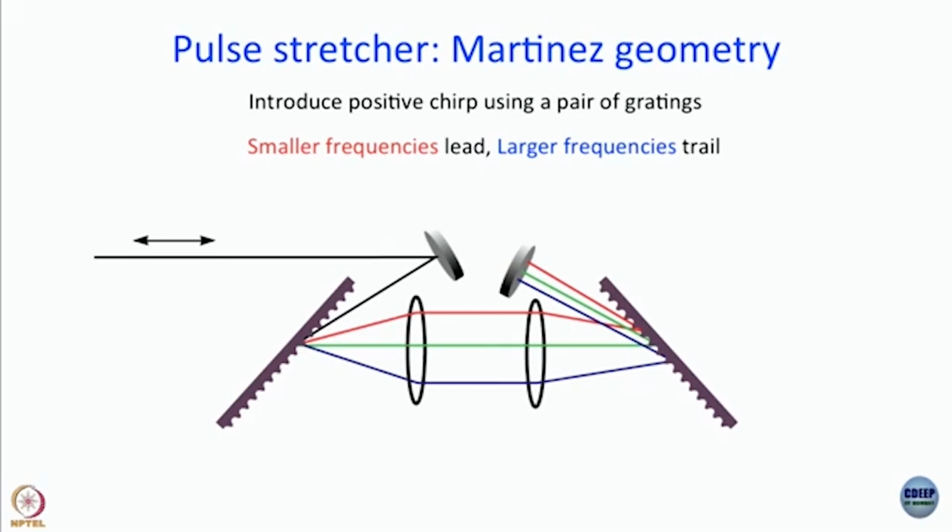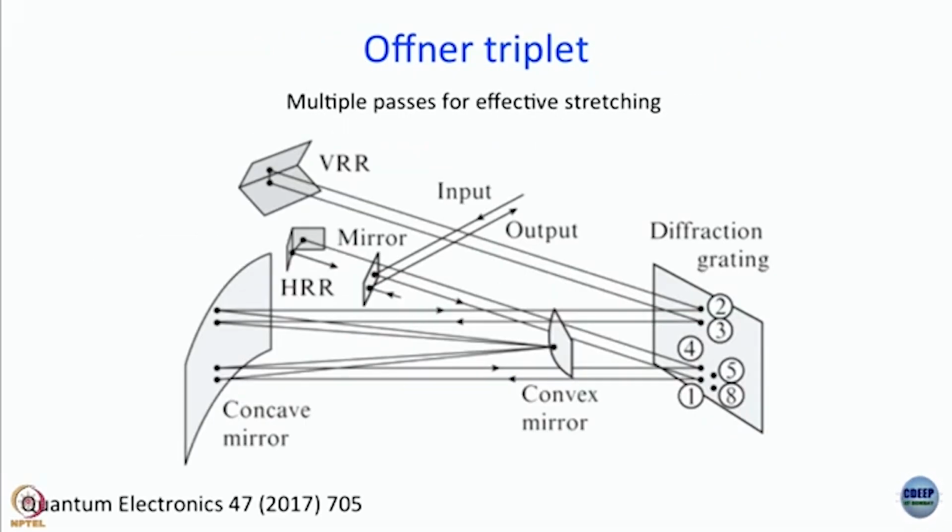Okay. Next, let us move on to something that is a little more complicated, and this complicated arrangement is called an Offner triplet. Okay, this is one slide that I should have animated, but it would have been too much work as well, so I did not. So, let us see if we can understand what is going on here. What do we have?